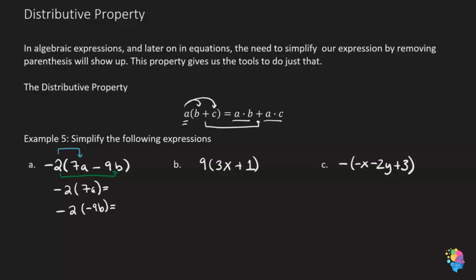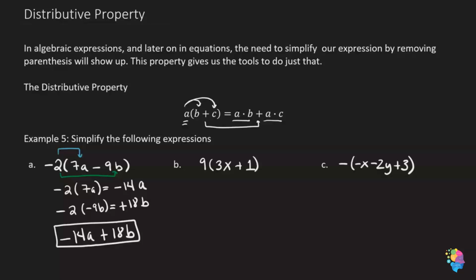When I multiply -2 times 7, because they have different signs, I get -14, and then I bring the variable. When I multiply -2 times that minus 9, because they have the same sign, the result will be +18, and then I bring the variable. Once that -2 has distributed to both terms inside the parentheses, my result will be minus 14a plus 18b. And we stop here. We cannot combine these two because these two are not like terms. One has a variable of an a and the second term has a variable b.